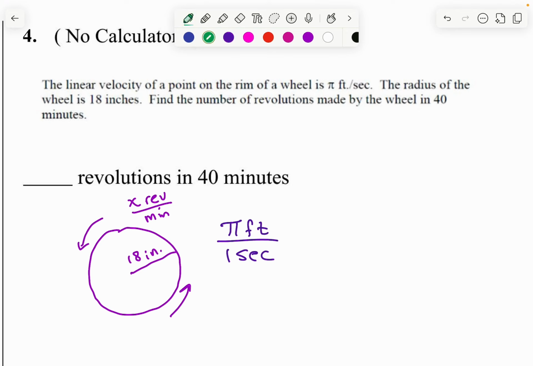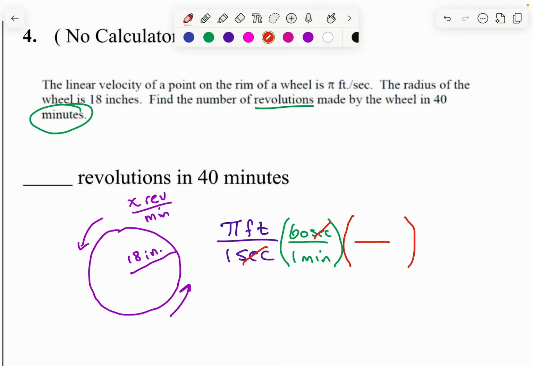All right, we got to convert to revolutions since the question involves revolutions. And then also the time unit's minutes. I usually like to get that done right away. So 60 seconds per 1 minute. And then again, the key insight is that one revolution corresponds with a circumference. Okay, so I'm going to get my one revolution up here, and the circumference here would be 36 pi inches.